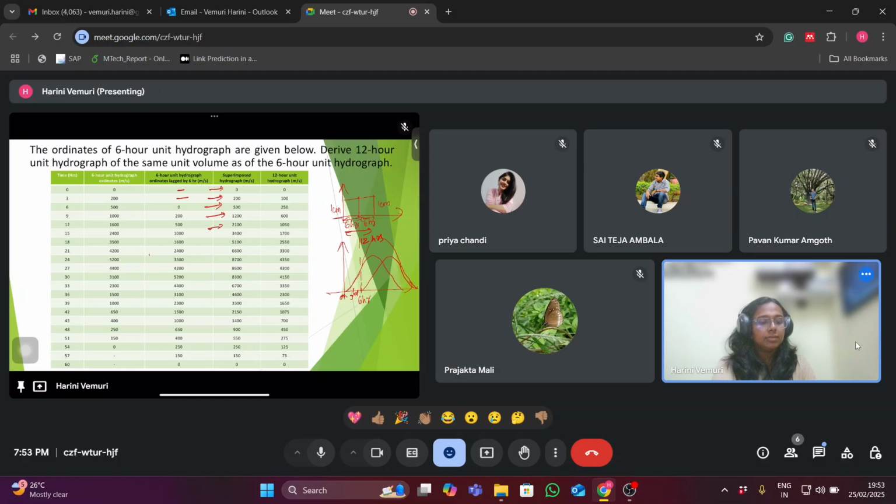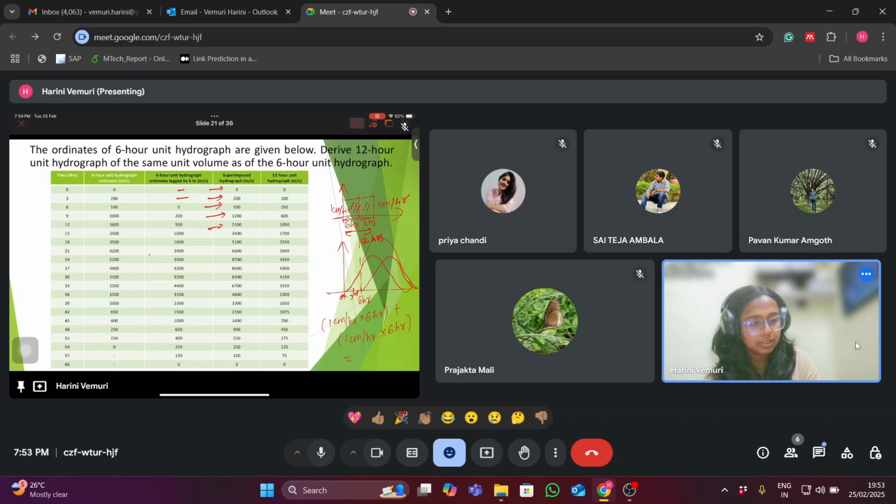But what is happening here? We can see that in 12 hours there are 2 centimeters of rainfall that are occurring. Since it's at 1 centimeter per hour intensity, once we calculate this area, it is 1 centimeter per hour into 6 hours, the first block, plus 1 centimeter per hour into 6 hours. So here it is 1 centimeter and 1 centimeter, right? So in total 12 hours, if we add it up, it is 2 centimeters of excess rainfall that is occurring.